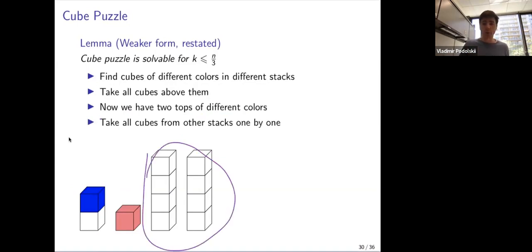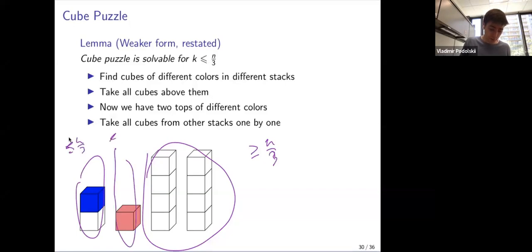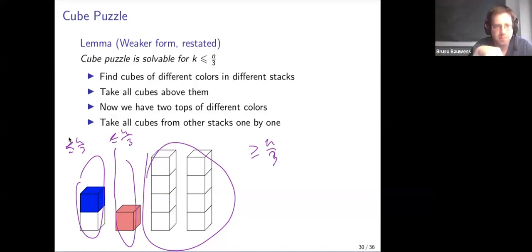The next step is I will take all cubes that are here, and there are at least n/3 of them, because this column contained at most n/3 cubes originally. So there are at least n/3 cubes left in our column. If I take all of them, I get at least this many steps where I have cubes of different colors on the tops. Great. Okay, does it make sense?